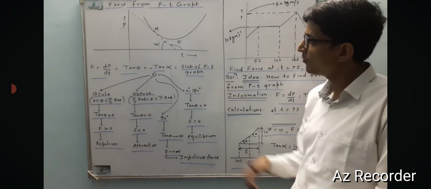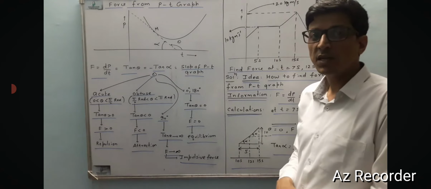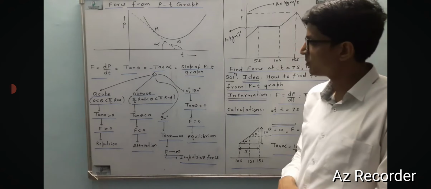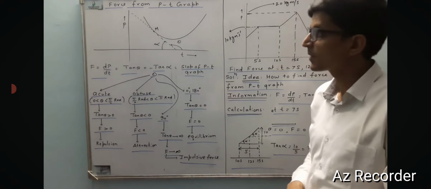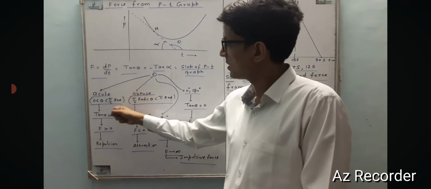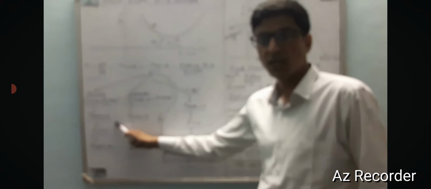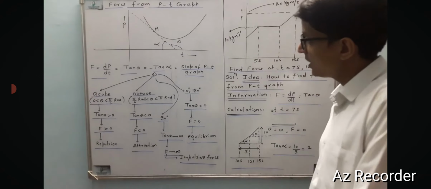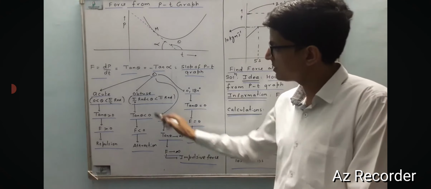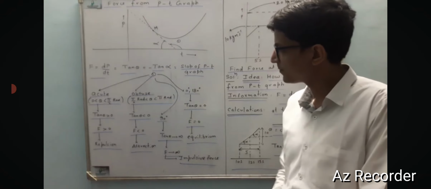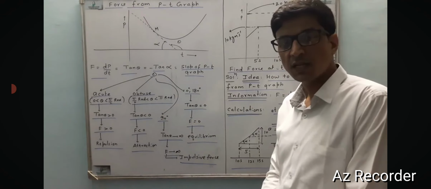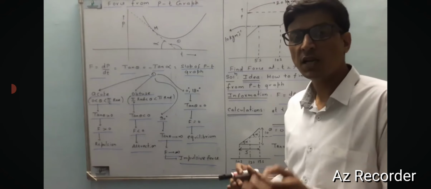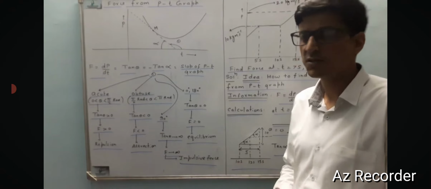Now theta can be acute, obtuse, 0, 180 or 90 degrees. If theta is acute, then tan theta will be positive, that means force will be positive, and positive force means repulsion. If theta is obtuse, that is, it lies between pi by 2 to pi radian, then tan theta will be negative, that means force will be negative, and negative force means attraction.